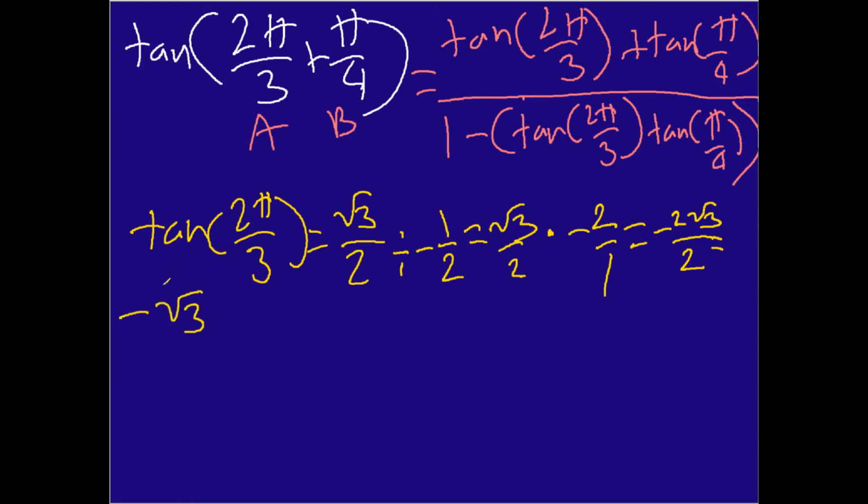That's our answer for 2 pi over 3. So the tangent of 2 pi over 3 is a negative square root of 3, like that. So basically, negative 1 times the square root of 3, if you want to be more particular about it. Now for the tangent of pi over 4, it's a little easier, but I'm going to go through all the steps anyway.